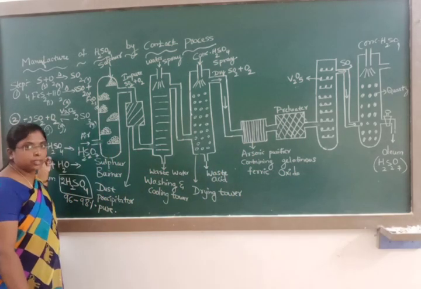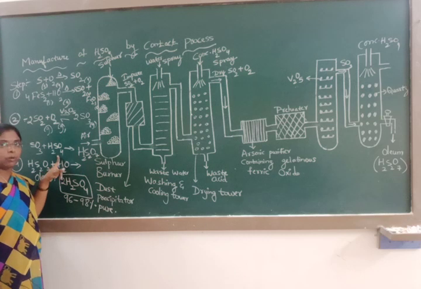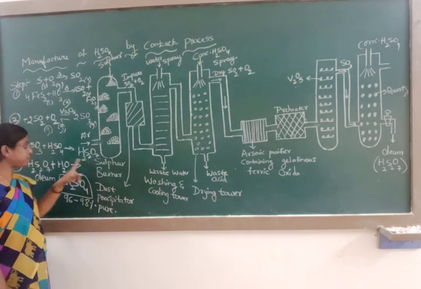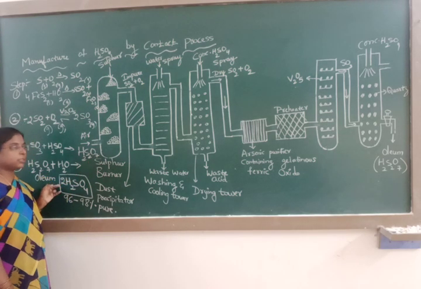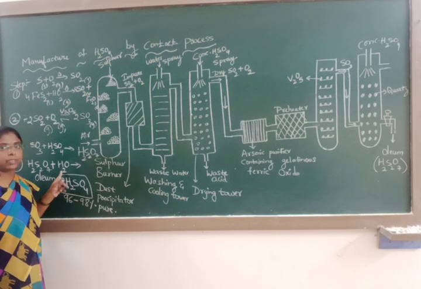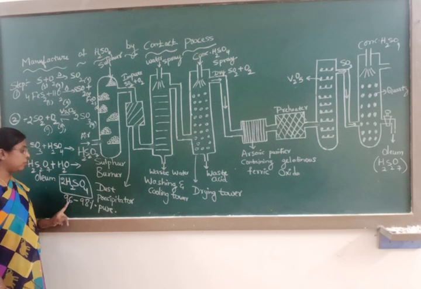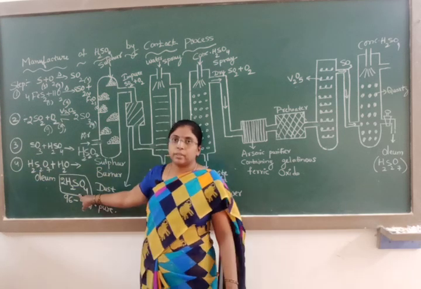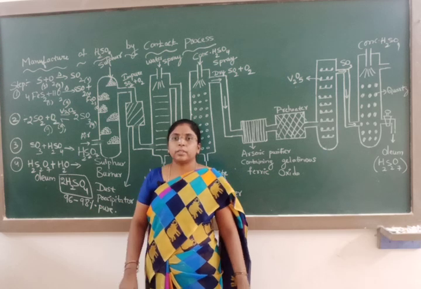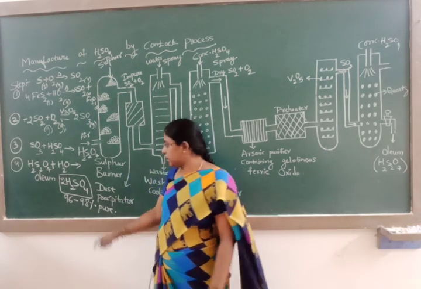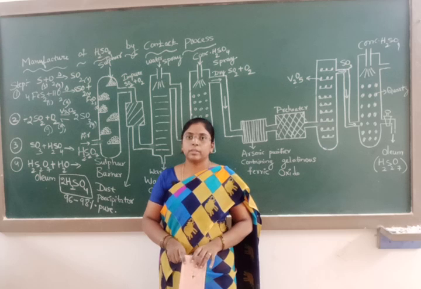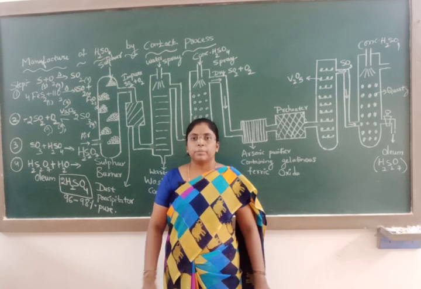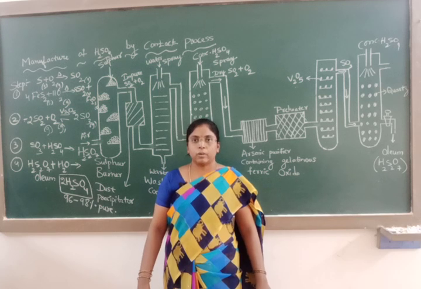SO3, sulfur trioxide, gets absorbed by concentrated sulfuric acid to form H2S2O7, known as oleum. H2S2O7, known as oleum, is treated with a calculated amount of water to form the desired product, that is concentrated sulfuric acid. By this contact process, we get 96 to 98% pure concentrated sulfuric acid. This is a method of manufacture of sulfuric acid by the contact process.